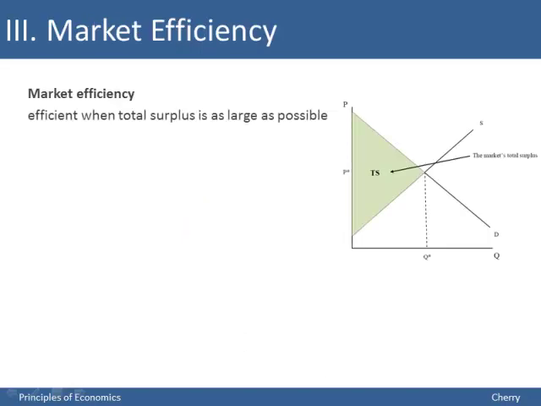Now let's look at market efficiency. Now you remember, efficient means you're doing the best you can with what you have. Market efficiency simply means that it's generating the most welfare and the most benefits to society as possible. You can't do any better than this theoretical market generating the most benefits possible.